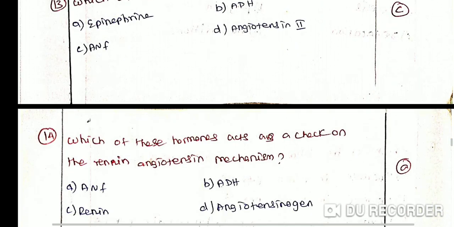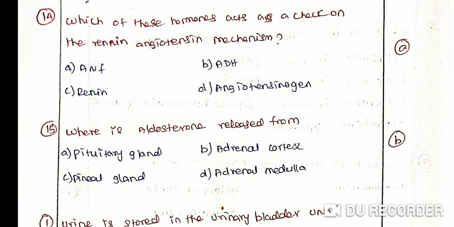Next question. Which of these hormones acts as a check on the renin-angiotensin mechanism? Option A, ANF. Option B, ADH. Option C, renin. Option D, angiotensinogen. The correct answer is option A, ANF.